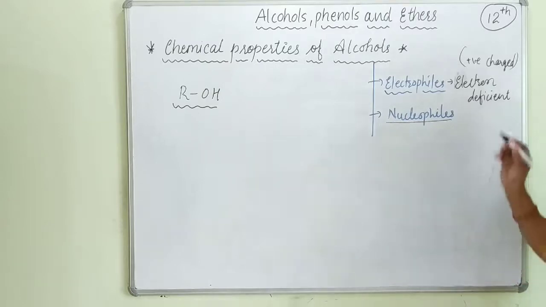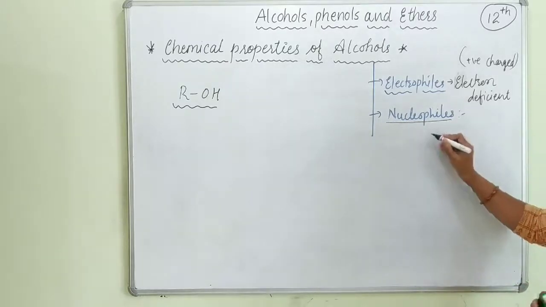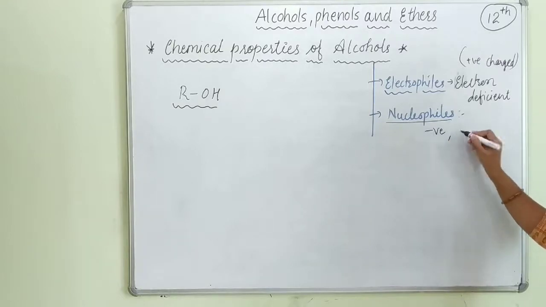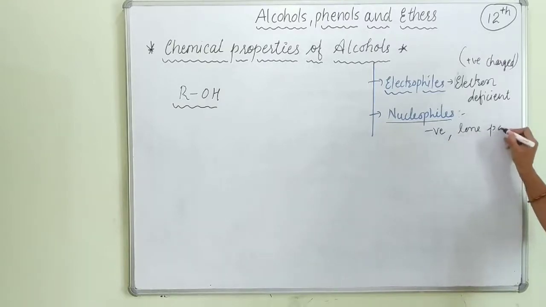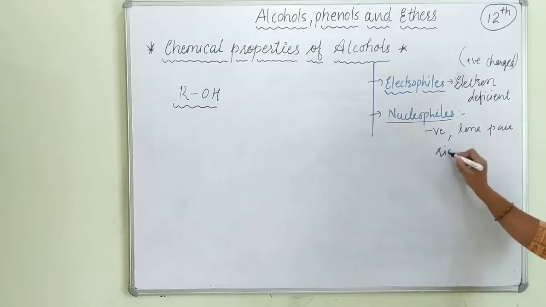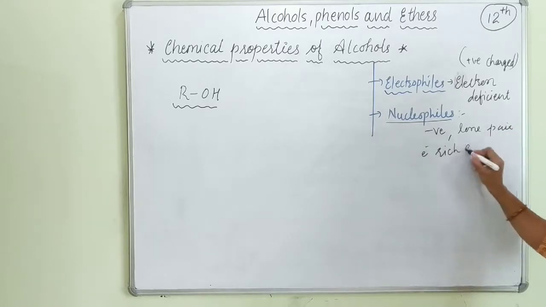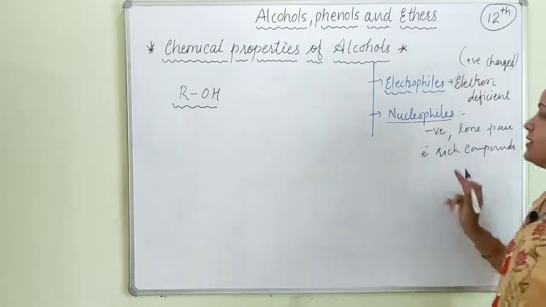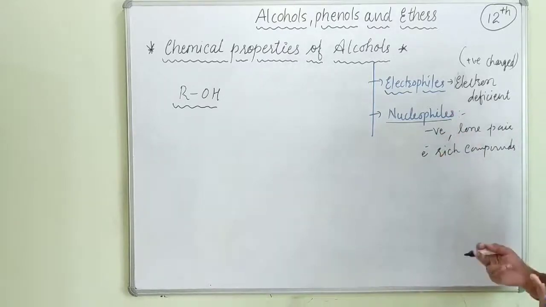Now let's study nucleophiles. What do you mean by nucleophiles? Nucleophiles are those which, first of all, are negatively charged, then we can say that they have a lone pair of electrons, or we can say that they are electron rich compounds. So here alcohols can act as electrophiles and as nucleophiles.